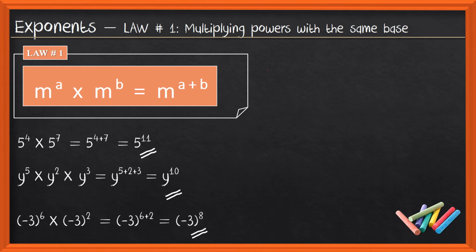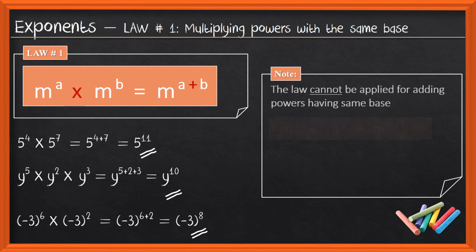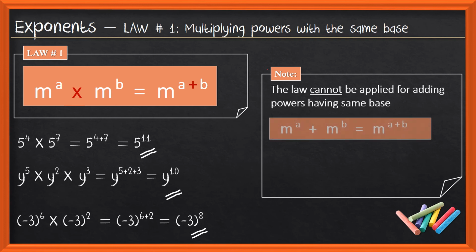Let me re-emphasize the operations once again. We are talking about multiplication of the powers and we get the result by adding the exponents together. Also, please note that this law cannot be applied for adding powers having the same base. That is, we would not solve 5 to the power of 4 plus 5 to the power of 7 as 5 to the power of 4 plus 7.